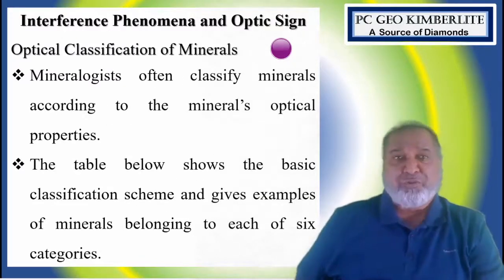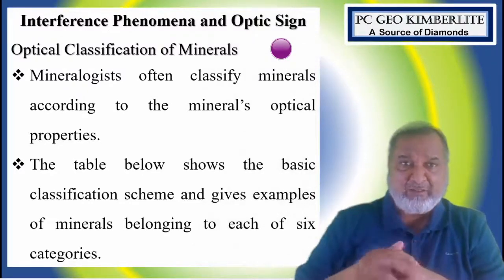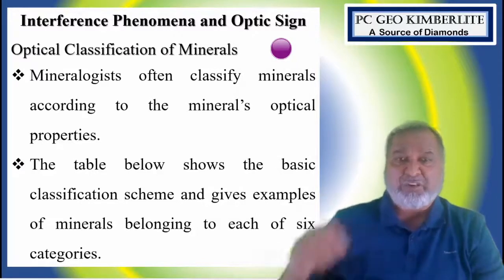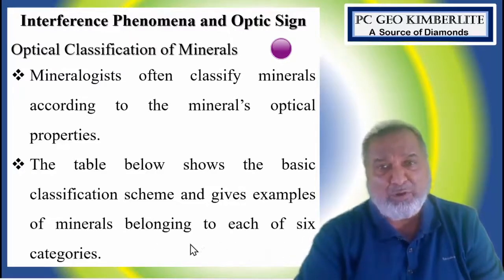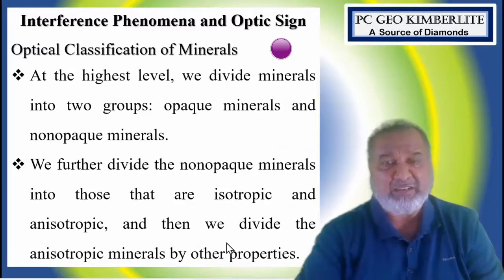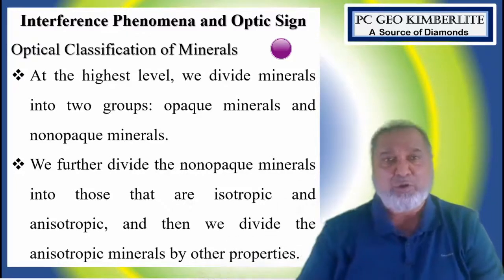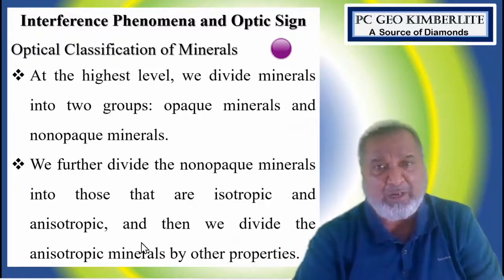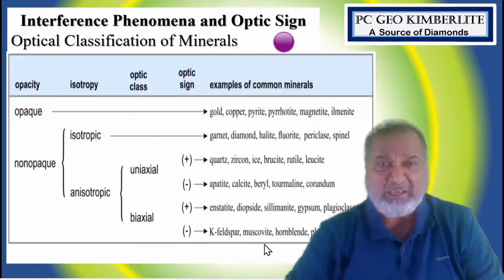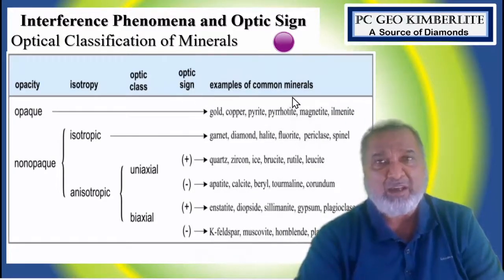Now, optical classification of minerals. Mineralogists often classify minerals according to their optical properties. The table below shows the basic classification scheme and gives examples of minerals belonging to each of these six categories. At the highest level, we divide minerals into two groups, opaque minerals and non-opaque minerals. We further divide non-opaque minerals into isotropic and anisotropic. Then we divide anisotropic minerals by their properties. Here we have opacity, isotropy, optic class, optic sign, and examples of minerals.